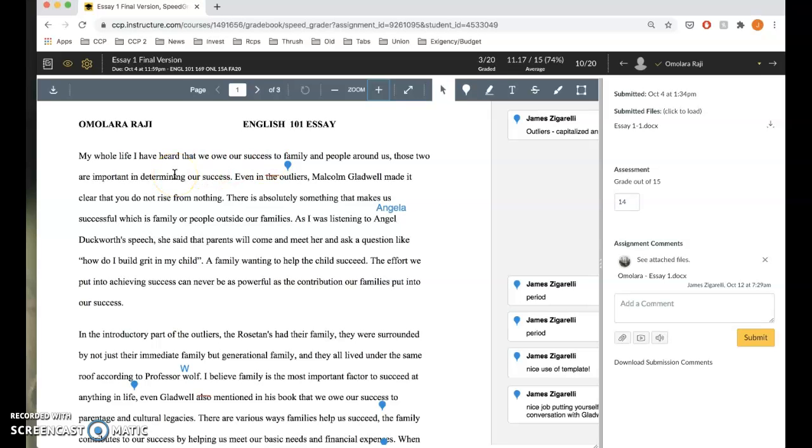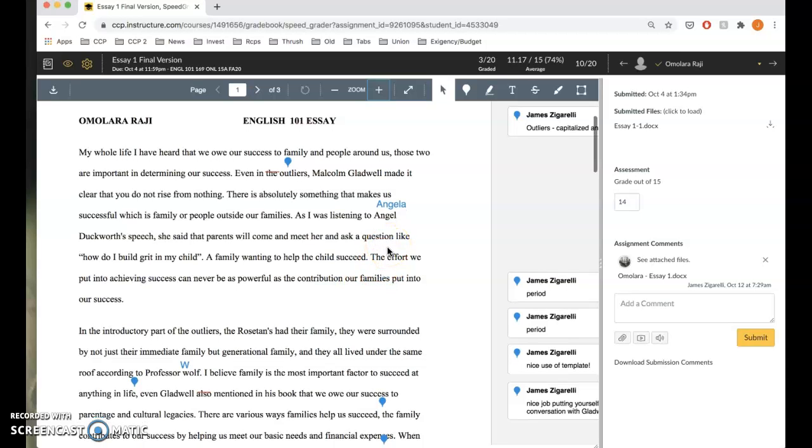So they start by saying, my whole life I've heard that success is due to the people around you and family, right? And then they say, Gladwell kind of agrees with this, right? He says family and people outside of our families are important also. And then they also incorporate Angela Duckworth, which was a video we watched earlier this semester, into the paper. And then they make a clear statement at the end of the intro about what they're going to argue in the paper, okay?